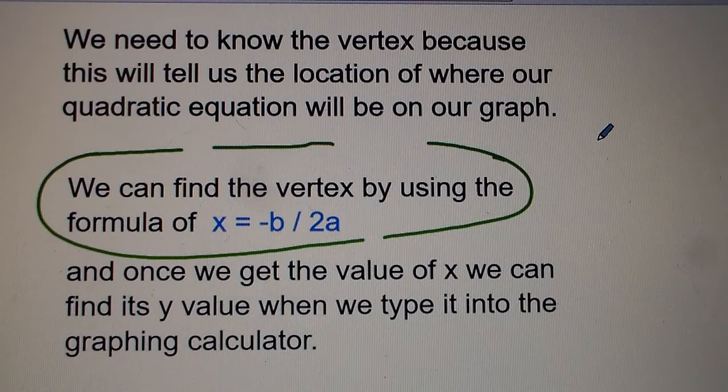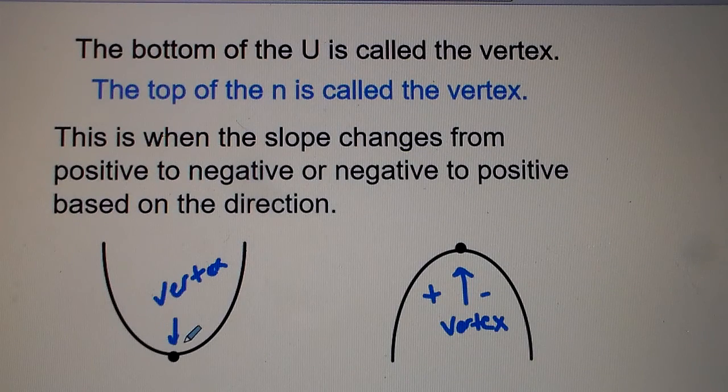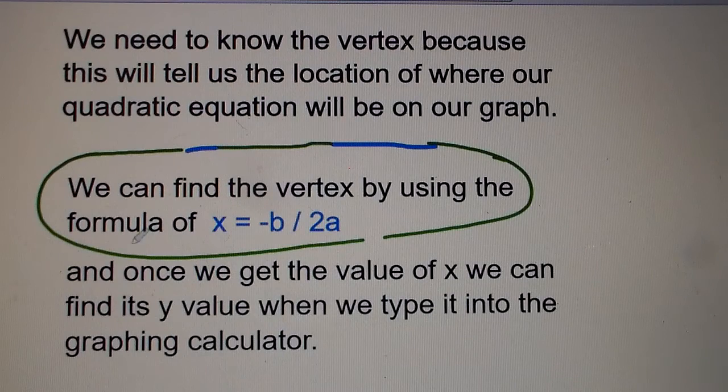Alright, so we need to know the vertex because this will tell us the location of where our quadratic equation will be on our graph. That vertex is that changing point like we were talking about. So if we first identify where it changes, like find out where the center of our graph is, we could plot the rest of the graph. So that's why we want to find this vertex first.